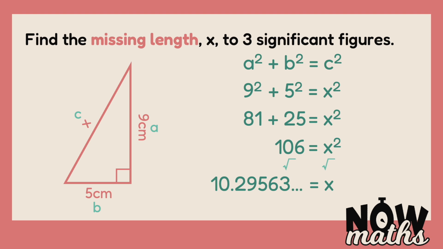And given that we're asked in the question to round this to 3 significant figures, we look at the first 3 digits of the number and we round the last of the 3. So we're going to look at the 2, and after the 2 is a 9, which tells us to round this to 10.3 to 3 significant figures. So our missing length x is 10.3 centimetres.